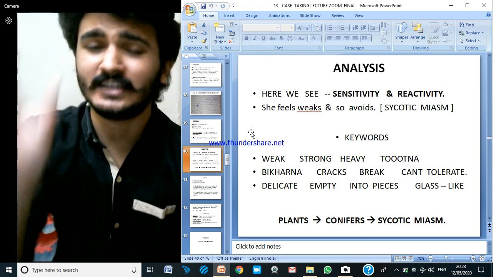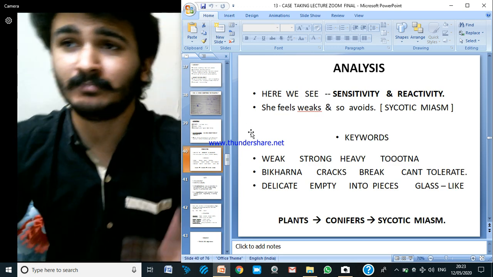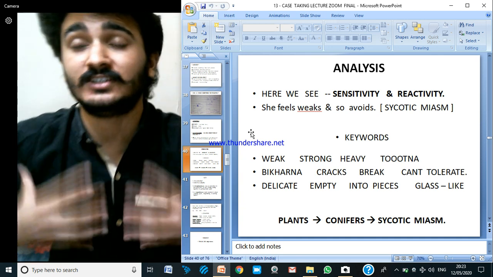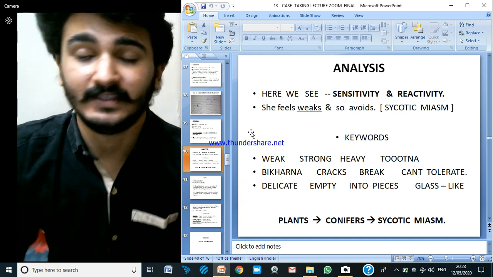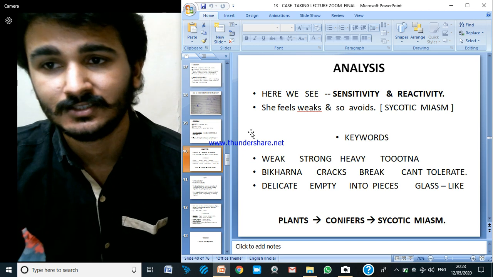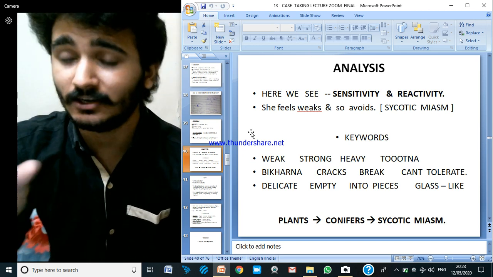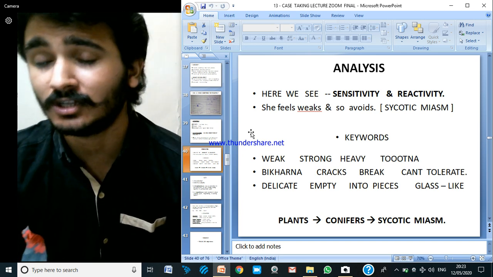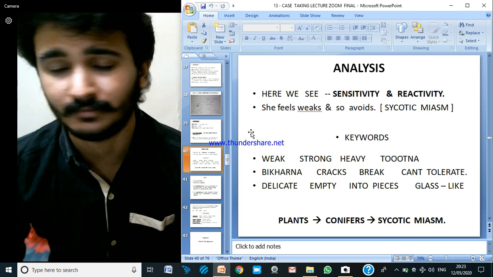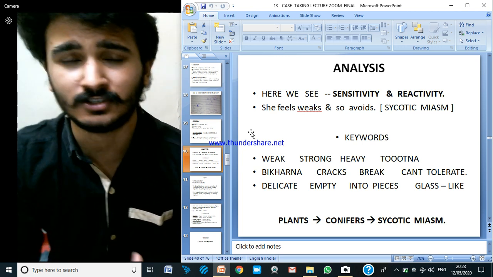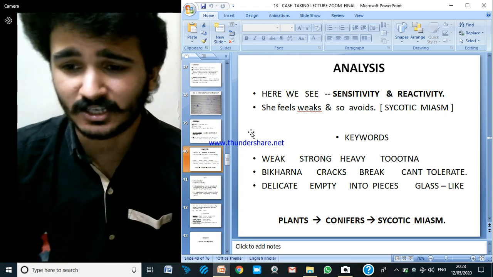So my analysis was, there is sensitivity and reactivity. There is something which she can't tolerate. There is something which she can't sense now. And there is reaction to it from herself. She feels weak. She avoids this. So I can know the psychotic miasm here. She is not someone who is struggling, or where destruction is seen. Not psoric, not sycotic. Psychotic. She knows her weakness. She knows I am weak.